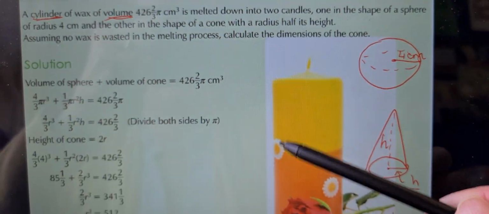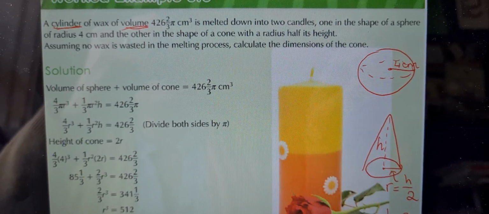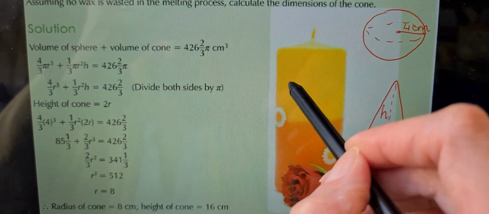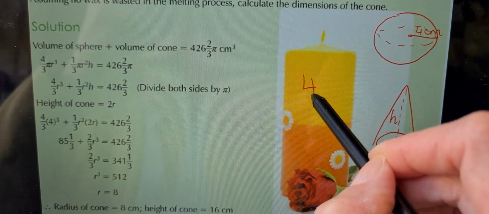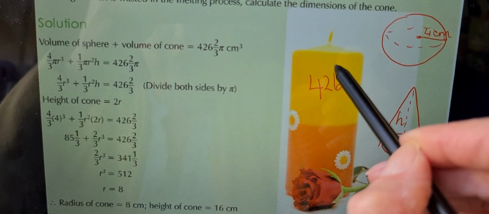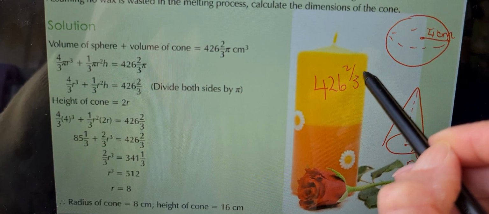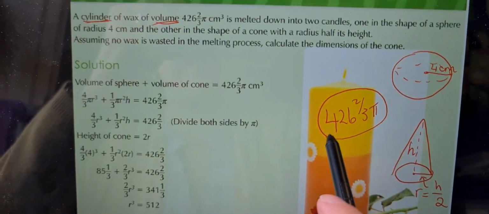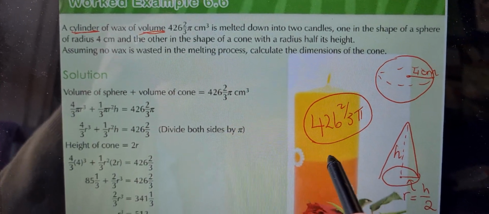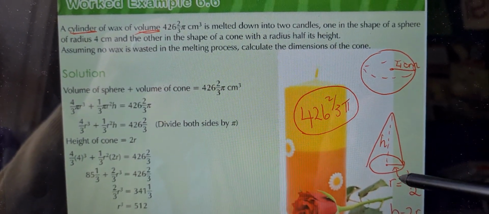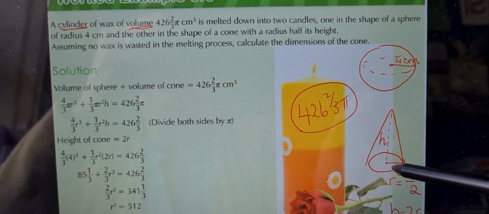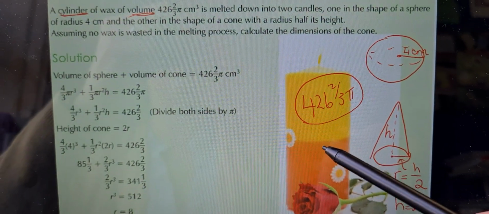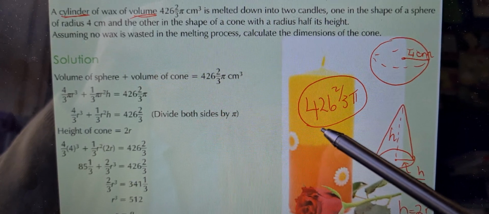So I've got this cylinder of wax, and I should say as well, they gave me the volume. The volume of this cylindrical candle is 426 and 2/3 pi centimeters cubed. Right, that's the volume of that cylinder. That's going to be melted down into the shape of those 2 candles, the sphere and the cone. Assuming no wax is wasted, so that means the entire amount of wax in that cylinder is going to be used. They're not wasting any of it.